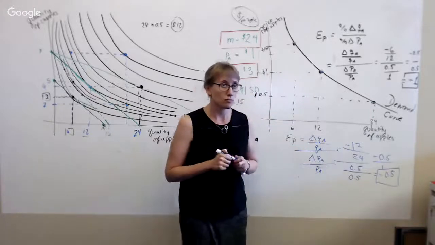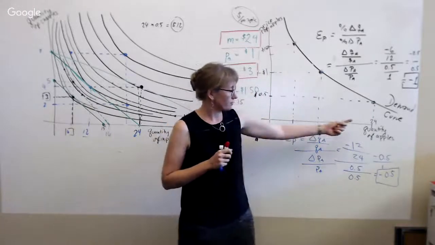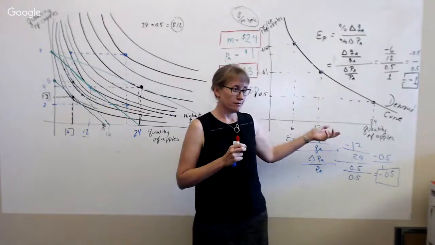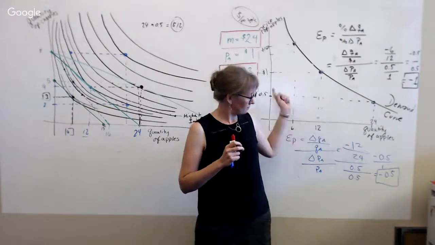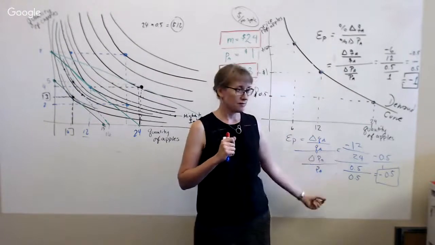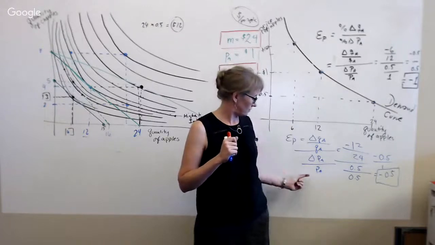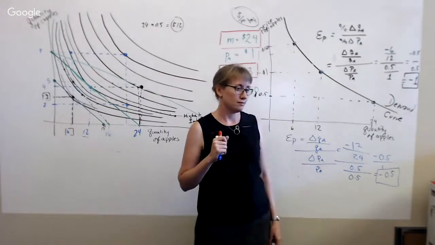So from here to here you get a different interpretation. If you increase the price of apples by 1%, then it results in a decrease in the demand for apples of 0.5%. And that's the interpretation.